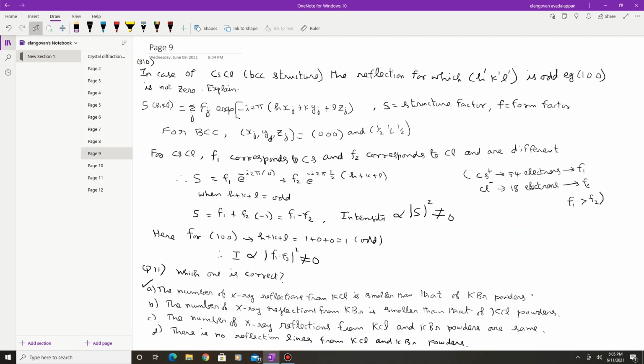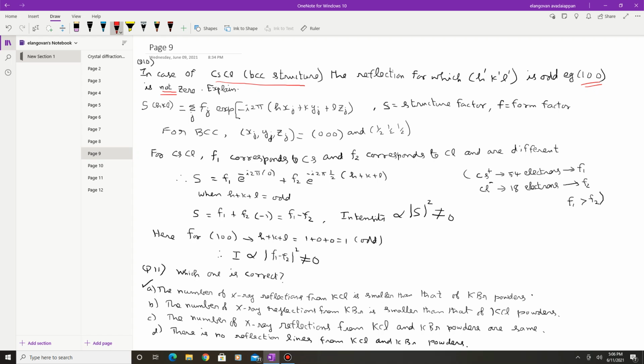Now in case of cesium chloride, this is a BCC structure. Cesium chloride is a BCC structure. The reflection for which h, k, l is odd, example 100, is not 0. Now for BCC, suppose you add these 3, 1 plus 0 is odd. If 1 plus 0 is odd, we expect that it must be 0. But for cesium chloride, it is not 0.